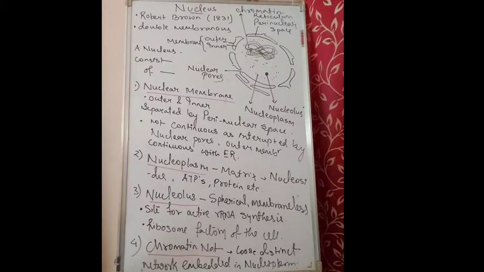Now we know that a cell consists of a single nucleus, but in some cases you will see a cell may consist of more than one nucleus also.